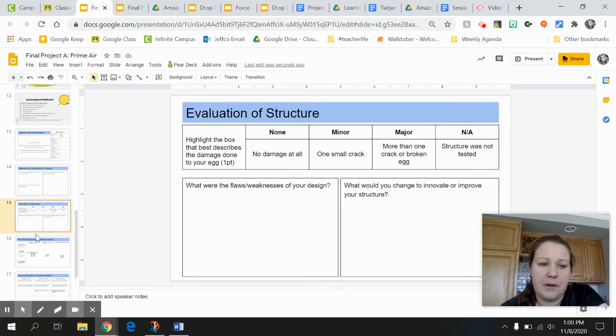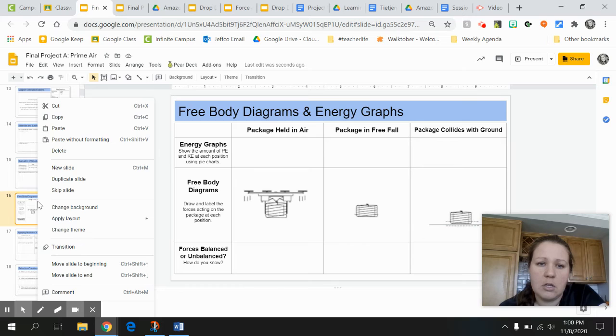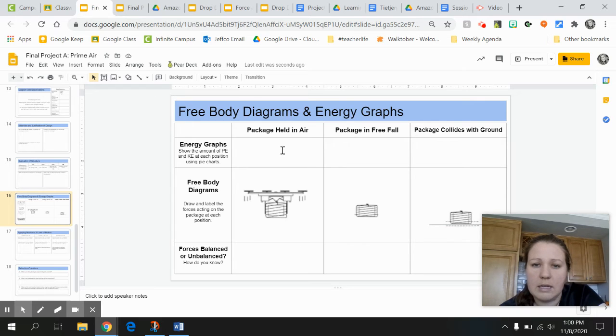Okay, all right. And then page 16, you are creating potential and kinetic pie charts for each position that the egg or the package is in. And so you'll just create a pie chart. You can do Google Drawing. You could actually create a pie chart using Google Sheets, but you'll show how much potential and kinetic energy, percentage-wise, does the package have when it's held by the drone? How much does it have when it's free falling, mid fall? And then how much does it have right before it hits the ground?